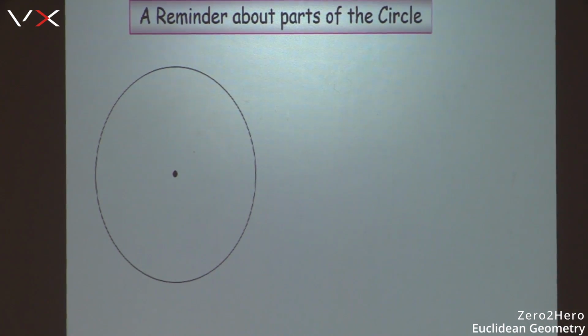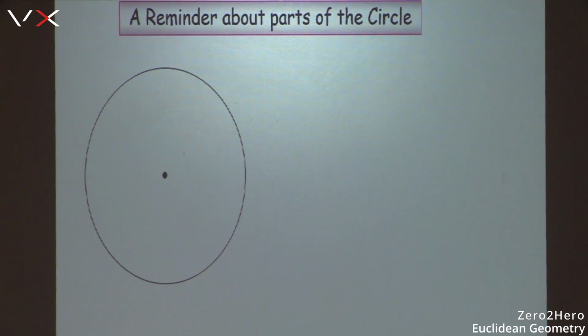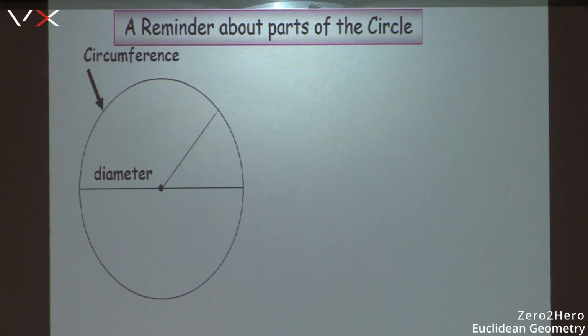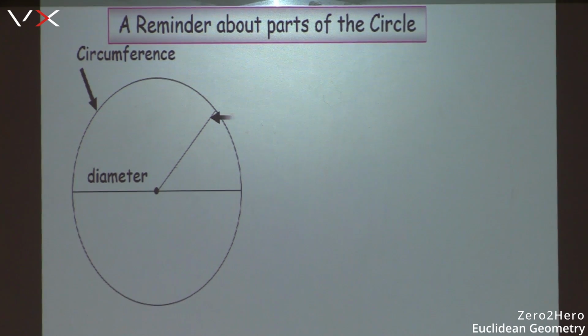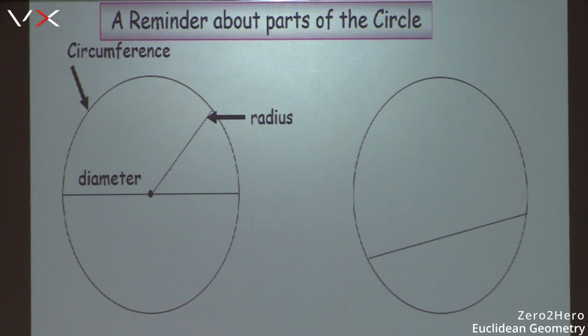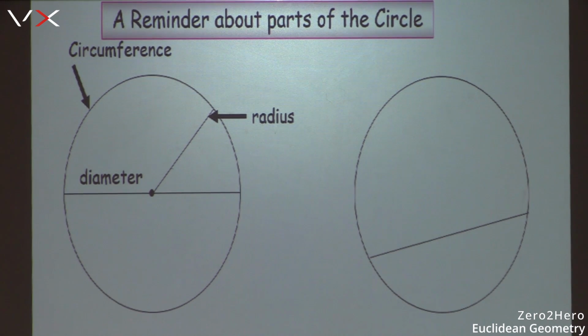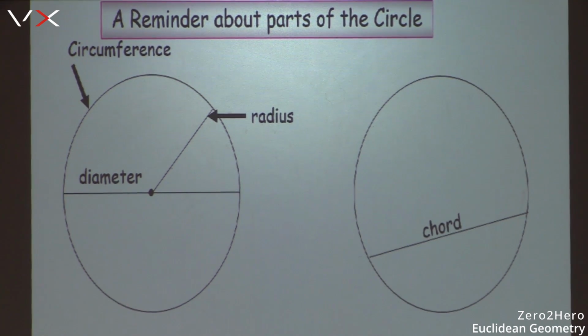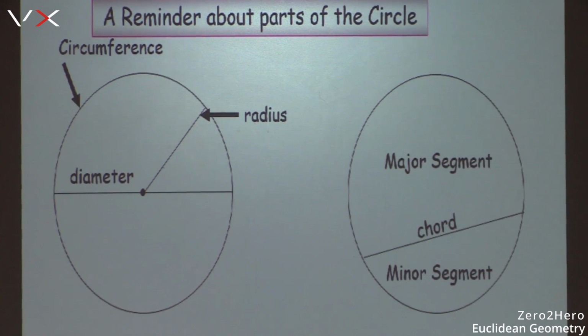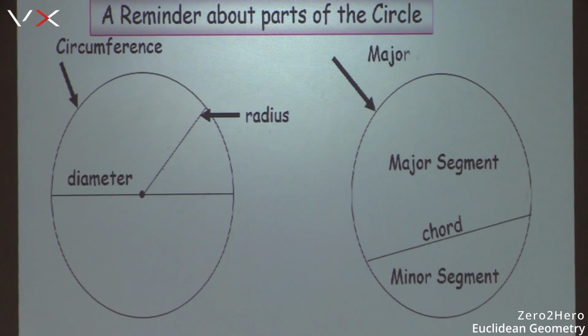What do we call a distance around the circle? It's called the circumference. That line is called the diameter. Look at that line there. What do we call it? It's the radius. Look at that line there. It's not going through the center. It's called a chord. What does the chord do? It divides the circle into 2 parts, the major segment and the minor segment. There is a major arc and a minor arc as well there.